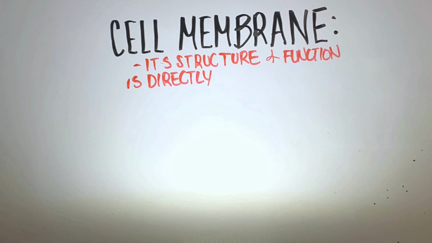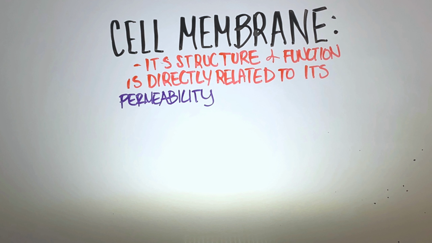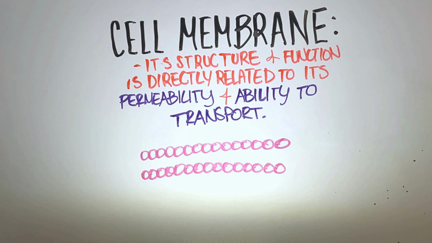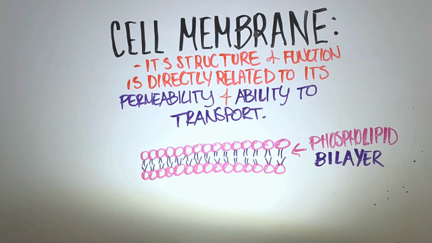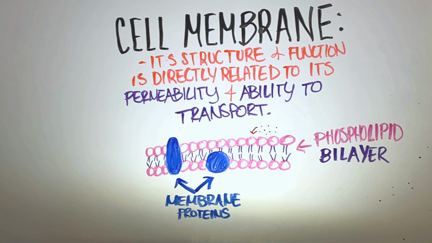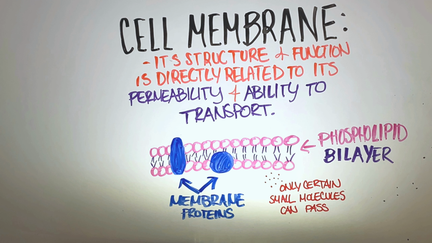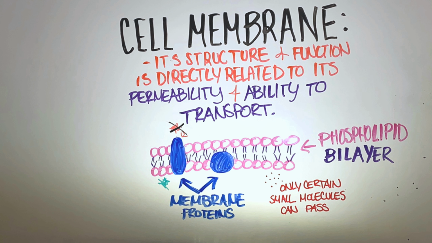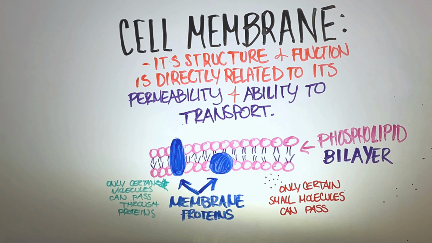Its structure and function is directly related to its permeability and ability to transport. It has a phospholipid bilayer with membrane proteins embedded within. Only certain small molecules can pass. Some molecules can pass through the membrane proteins, but not all. Only certain molecules can pass through.